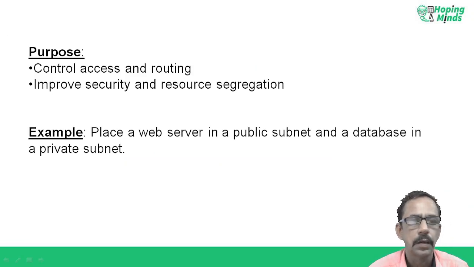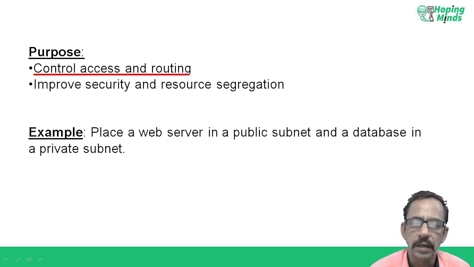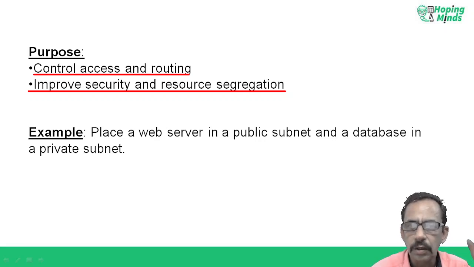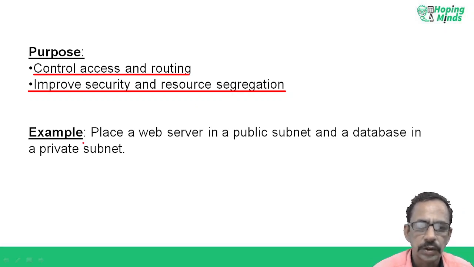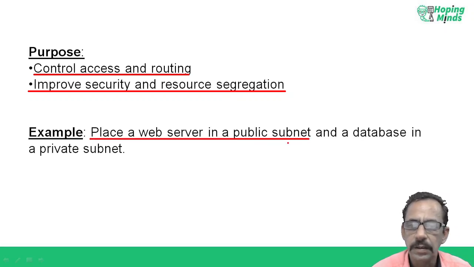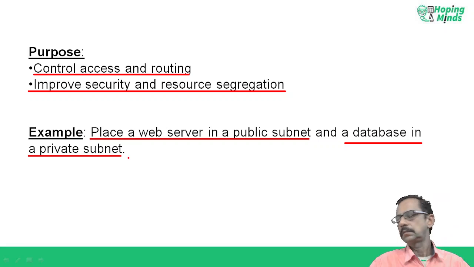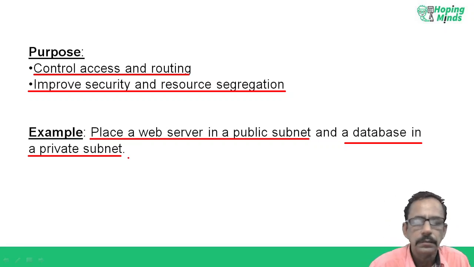Purpose: control, access and routing. Routing means going to another network, to go to the internet. We want to control that, so it improves security and resource segregation. I want these particular resources in my public subnet and these particular resources in my private subnet. So I had discussed placing the web server in the public subnet and the database in the private subnet. Is that okay with the subnet?